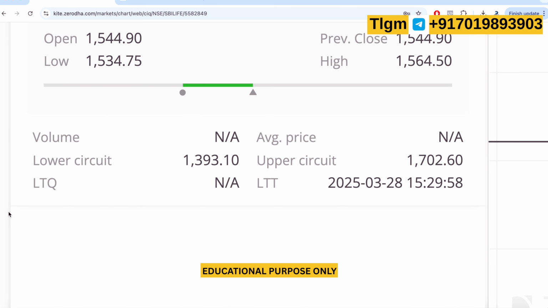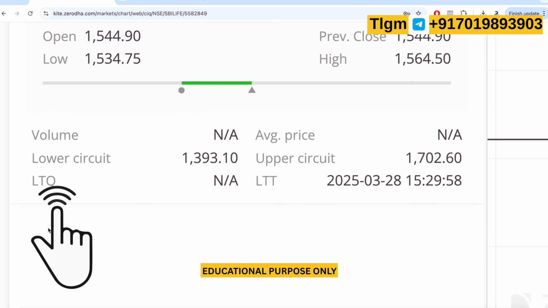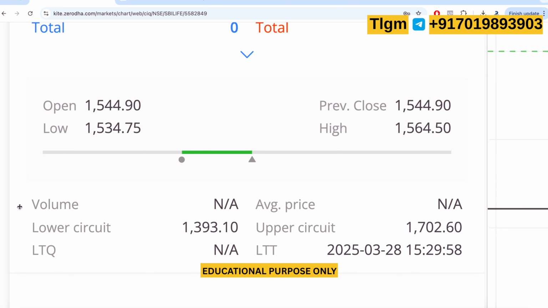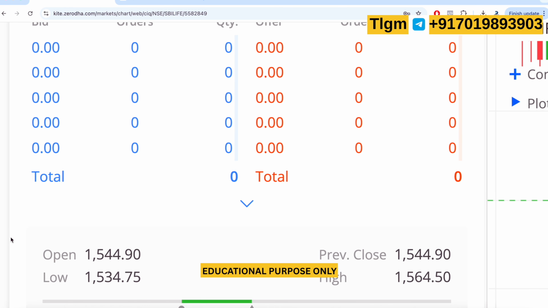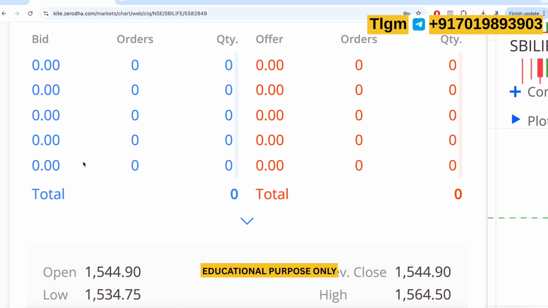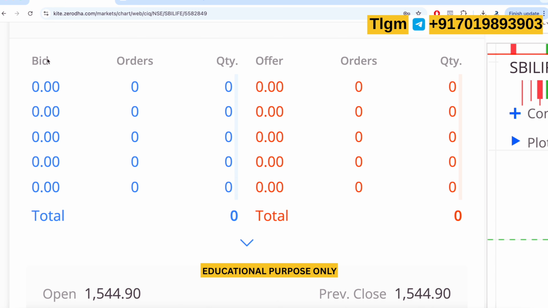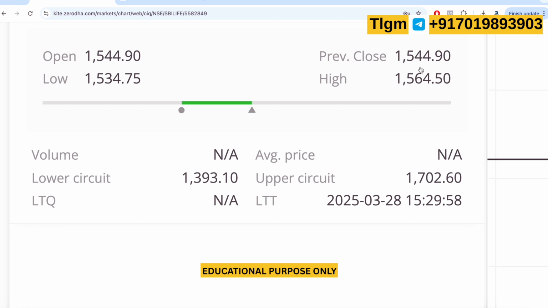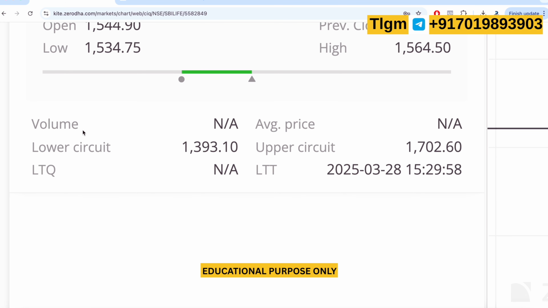Now let's talk about what is LTQ. If you are using the Zerodha trading platform, you can see the market depth, which is data where you can see bids and offers, what orders are placed and what quantities are placed. If you scroll down a bit, you can see open, high, low, close data, and there you can see volume and LTQ and LTT. Many of our beginners have this question: what is this LTQ and LTT?